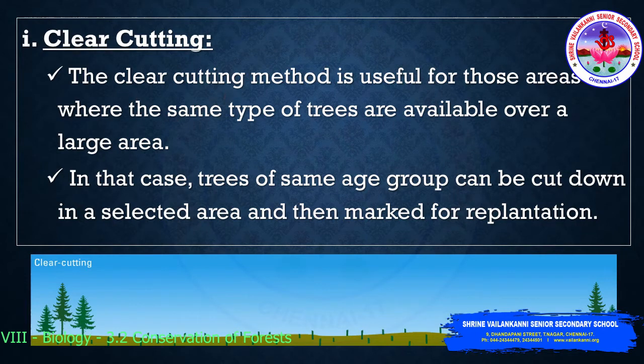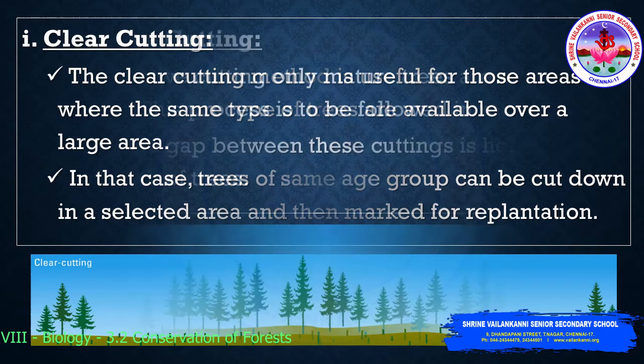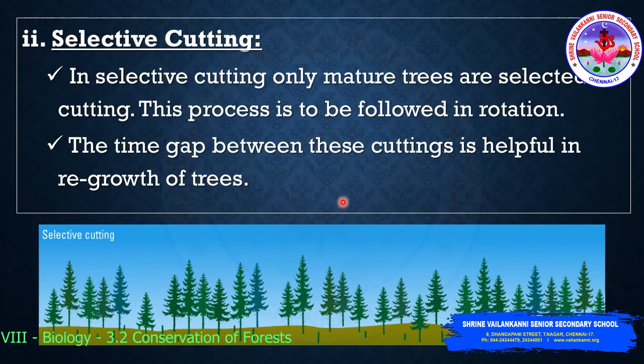Clear cutting is a method which is useful for those areas where the same type of trees are available over a large area of the forest cover. In that case, trees of the same age group can be cut down in a selected area and then marked for replantation. In the process of selective cutting, only mature trees are selected for cutting, and this process is followed in rotation. The time gap between the cuttings helps in the regrowth of the trees.